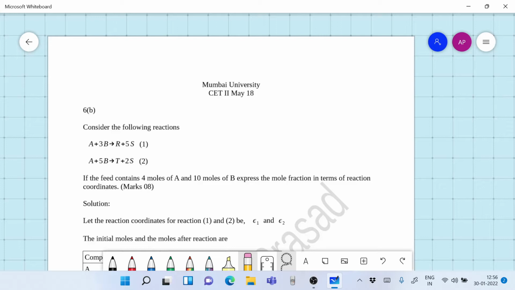Okay, we start. So the problem is from Mumbai University CET II paper. It came in May 18 and the problem is 6b. You have the following reactions: A plus 3B gives you R plus 5S, and A plus 5B gives you T plus 2S. So these are the two reactions. Now they are two parallel reactions. If the feed contains 4 moles of A and 10 moles of B, express the mole fraction in terms of reaction coordinates. Now that's 8 marks, and as you can see here, the 8 marks are won easily.